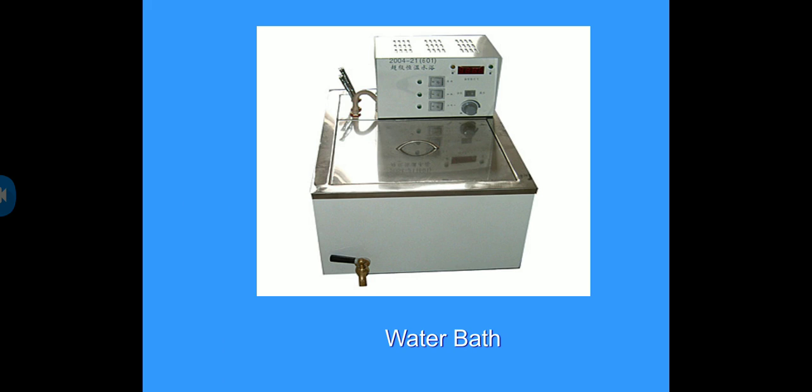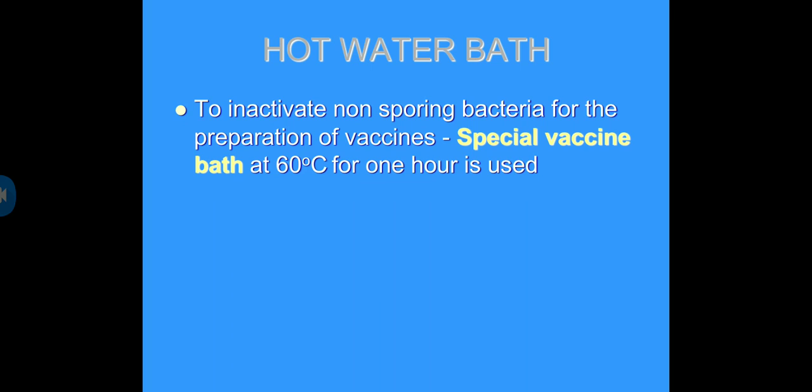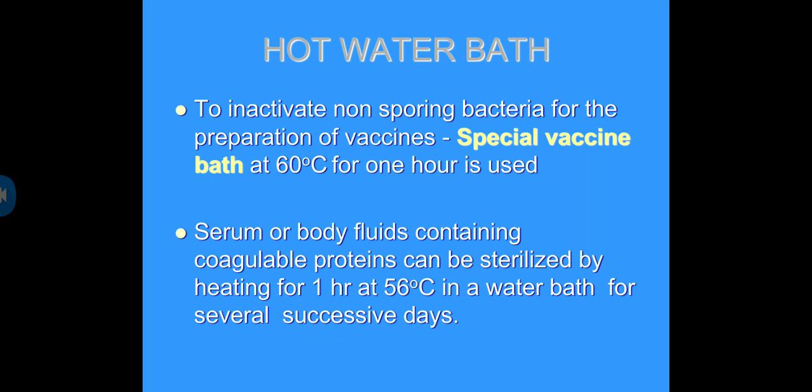You are seeing here the diagram of the water bath that will be used for our pasteurization. Another one is the hot water bath, a method of our pasteurization. To inactivate non-sporing bacteria for the preparation of vaccine, a special vaccine bath at 60 degrees Celsius for 1 hour is used. Serum or body fluids containing coagulable proteins can be sterilized by heating for 1 hour at 56 degrees Celsius in a water bath for several successive days.